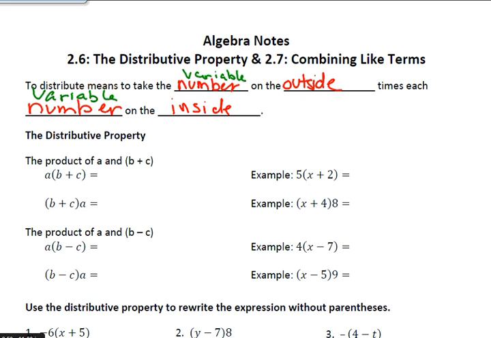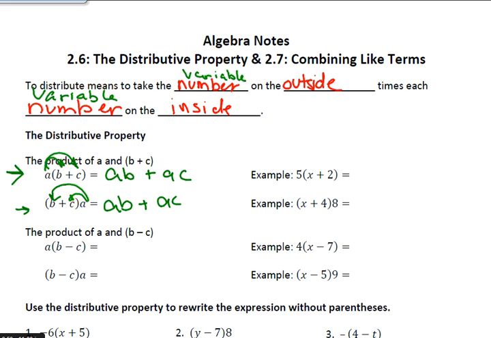So let's look at our examples here real quick. For our first one here, the letter on the outside is A. So I'm going to take A times each thing on the inside. So A times B is AB, and A times C is positive AC. Okay, same thing with it being on the back, it doesn't matter. I take the number on the outside times each one on the inside. So A times B is AB, and A times C is AC.